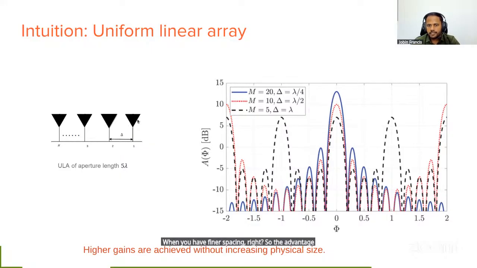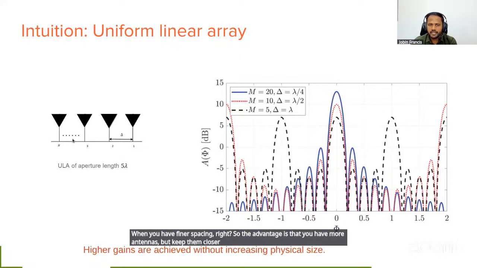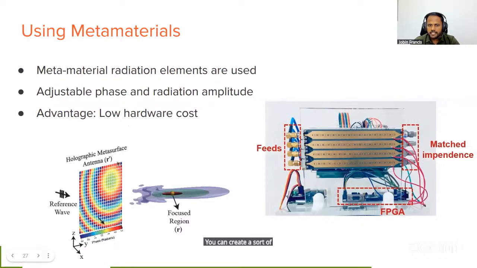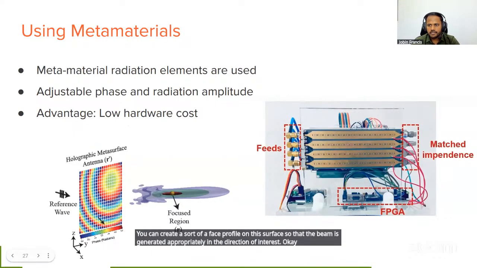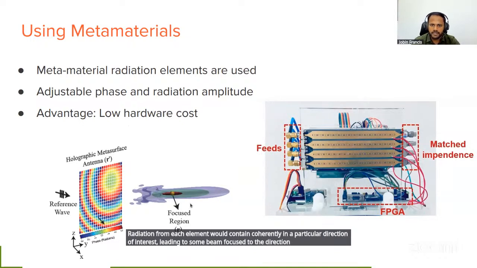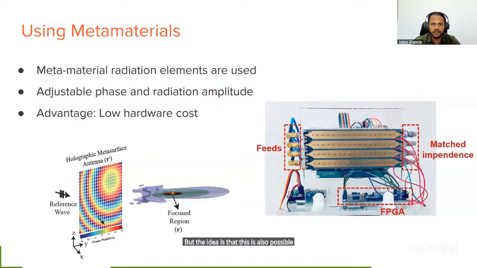So the advantage is that you have more antennas, but keep them closer to each other so that the overall size of the antenna array does not increase. This has also been shown in some prototypes: by keeping them very close to each other, you can create a sort of phase profile on the surface so that the beam is generated appropriately in the direction of interest. This surface is fed with some reference wave, and because the elements kept closer to each other have different phases, the radiation emitted from each element combines coherently in a particular direction of interest, leading to beam focus in the direction that we want. This is also possible using what are known as metamaterials.